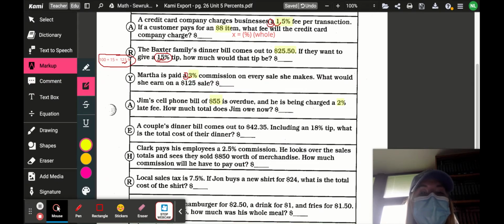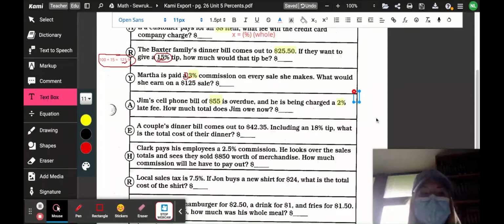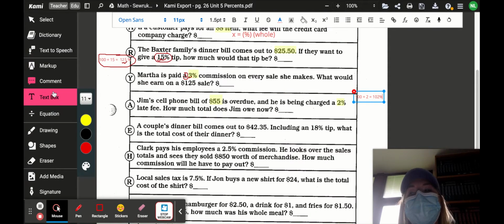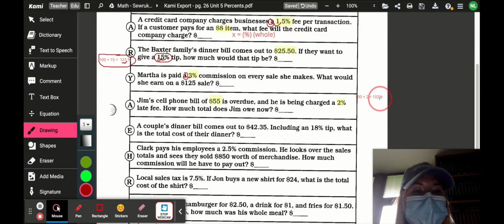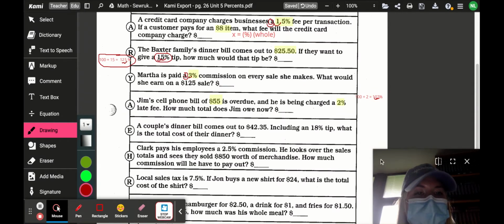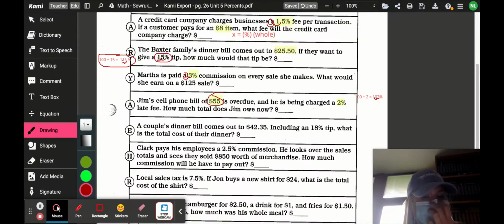So this is where we can say, okay, 100% of the bill is $55. We actually need to pay 100 plus 2%, which equals 102%. From there, we need to change that 102% to a decimal. We can do that by moving our decimal 2 places to the left. So we get 1.02, and we are then timesing it by the total bill. That will give us how much Jim actually owes altogether.